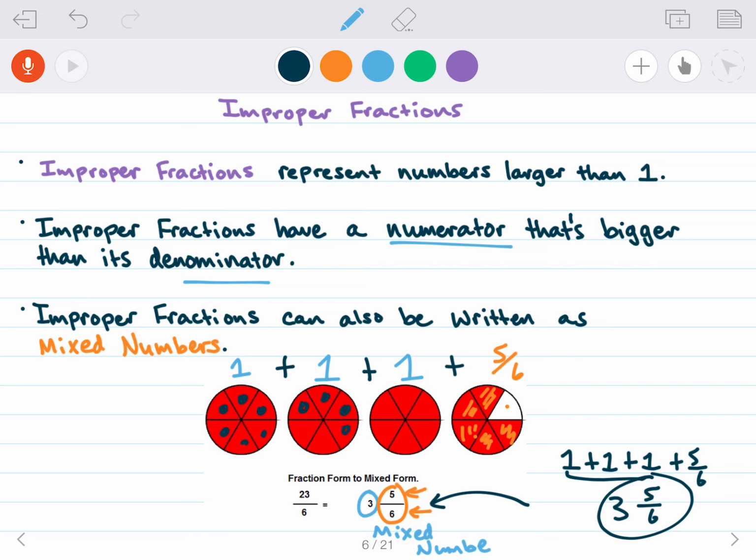So we have 1/6, 2/6, 3/6, 4/6, 5/6, 6/6, 7/6, 8/6, 9/6, 10/6, 11/6, 12/6, 13/6, 14/6, 15/6, 16/6, 17/6, 18/6, 19/6, 20/6, 21/6, 22/6, 23/6. So that's where this is coming from. So this is our improper fraction because the numerator 23 is larger than the denominator 6. So keep in mind these two things are the same thing. 3 and 5/6 represents the same number as 23/6.